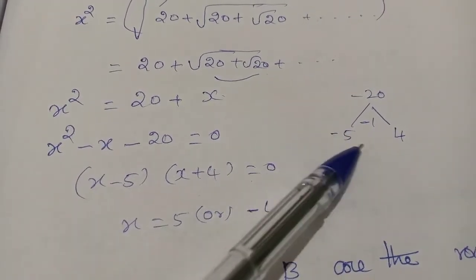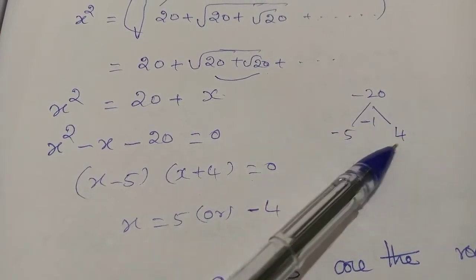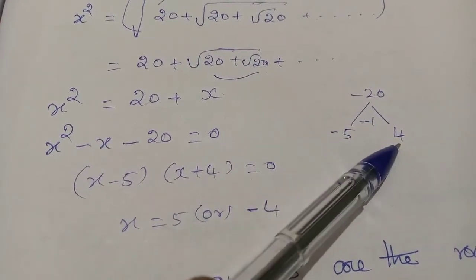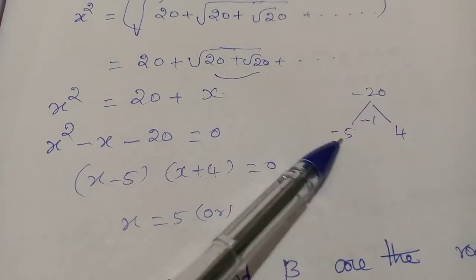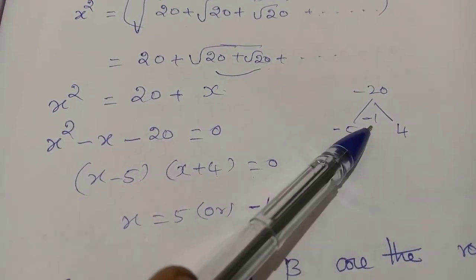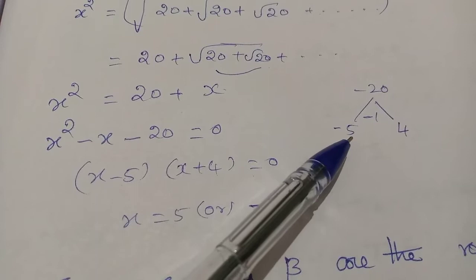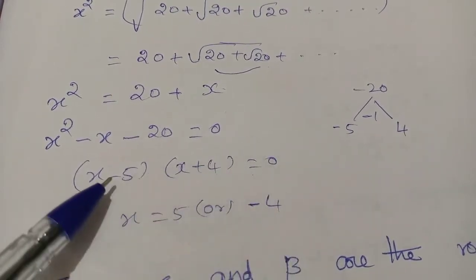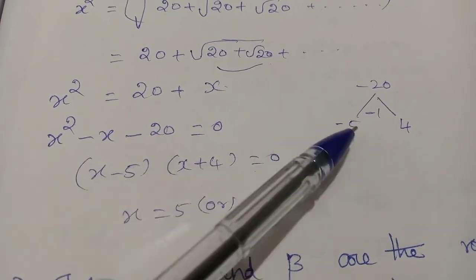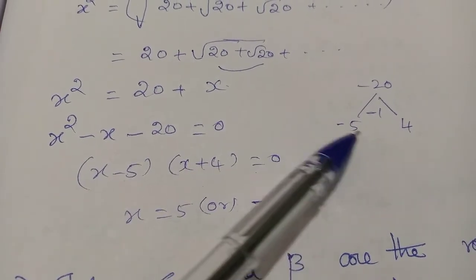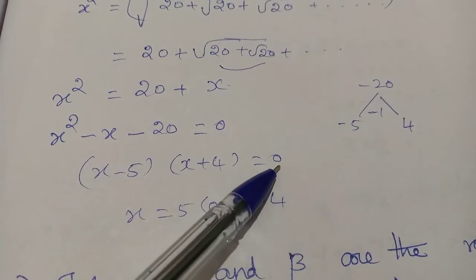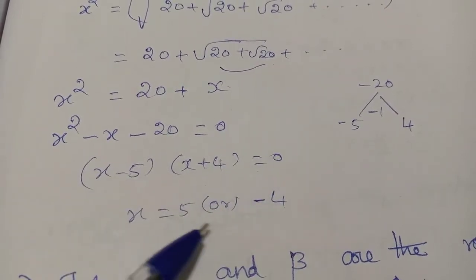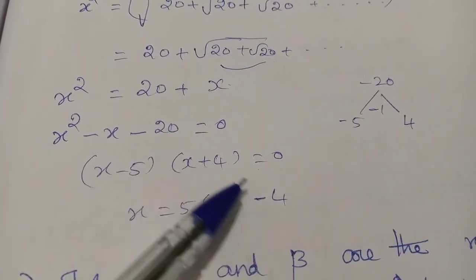Minus 5 and plus 4. When we multiply, we get minus 20. Adding minus 5 plus 4, what do we get? Minus 1. Okay, so the suitable numbers are minus 5 and plus 4. So in factor form, how can we write this? Using these two values, x minus 5 into x plus 4 equal to 0. From here x equal to 5 or x equal to minus 4.